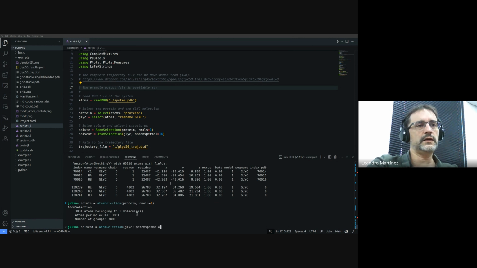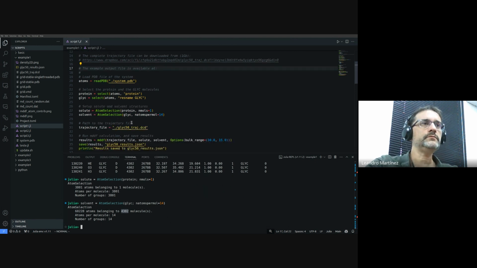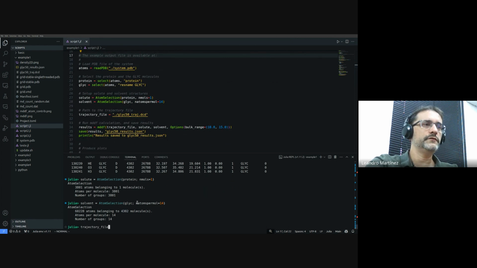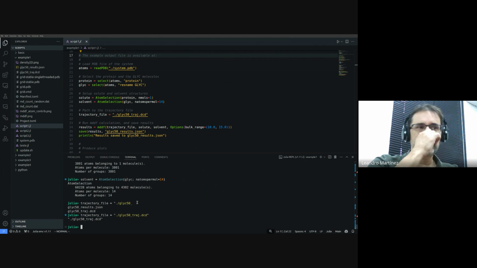Here we have, if I remember correctly, 14 atoms per glycerol. So if you read this, we have 60,000 atoms that belong to this number of glycerol molecules, and we have to inform the ComplexMixtures package that our solvent is formed by a multitude of molecules of the same size of 14 atoms. Then we have a trajectory file, which is the NAMD generated trajectory file, the DCD. This is the trajectory file.